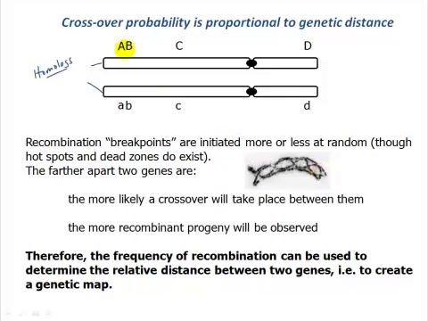On the other hand, if we're looking at two genes that are very closely located next to one another on the same chromosome, it's very unlikely that we would have a crossover specifically right here where we would need a crossover to separate these two alleles from one another, right?